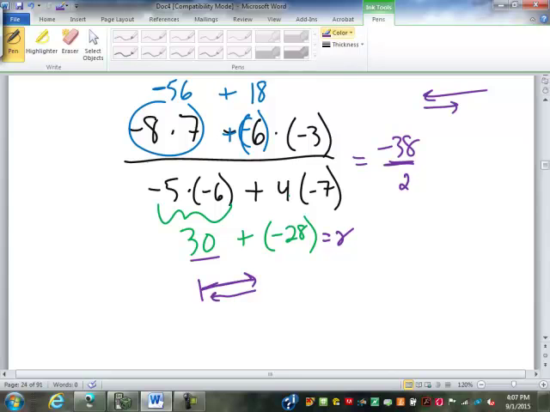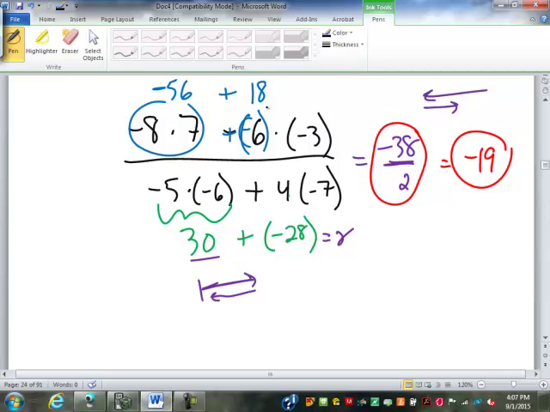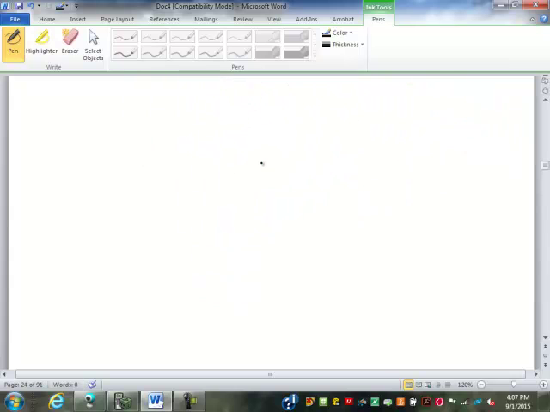So then what? Negative 38 divided by 2 is negative 19. How many got negative 19? Good deal. How many of you want to see one more example? A couple? Okay. One more.